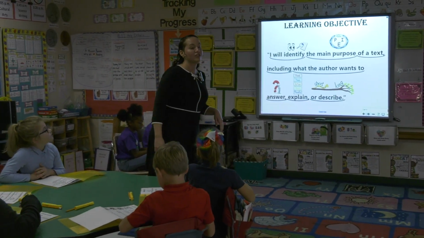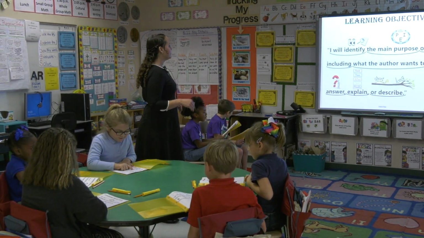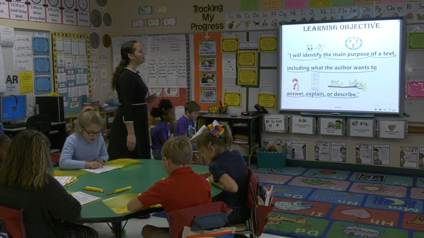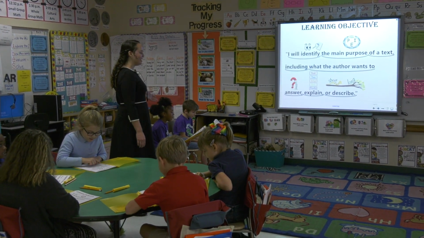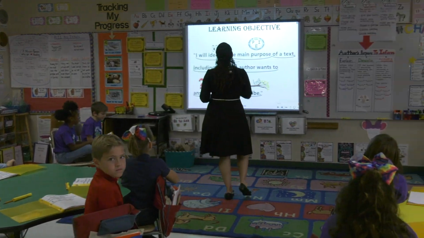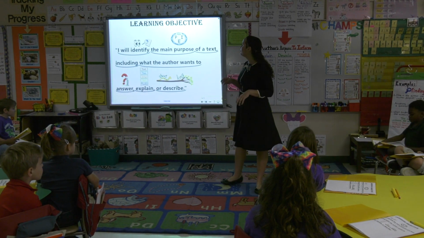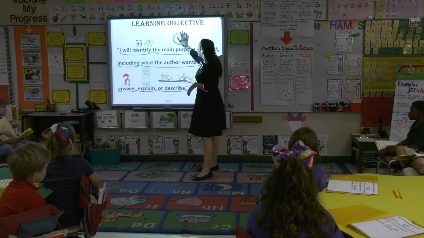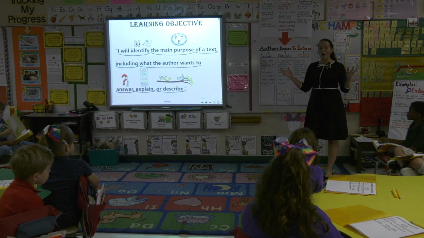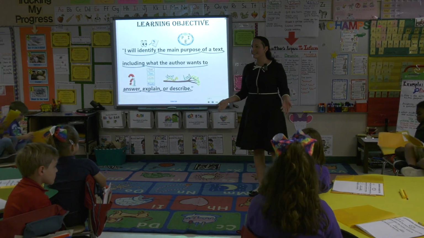All right, let's read our learning objective on 3. 1, 2, 3. I will identify the main purpose of a text, including what the author wants to answer, explain, or describe. Excellent. So let's just remember that word identify means I'm picking it out of the text, I'm figuring it out, I'm looking at my evidence in the text. And then our main purpose, that's when we're talking about our author's purpose. So all writers have their reason for writing. So let's stand up to remember our movements and the author's purpose.